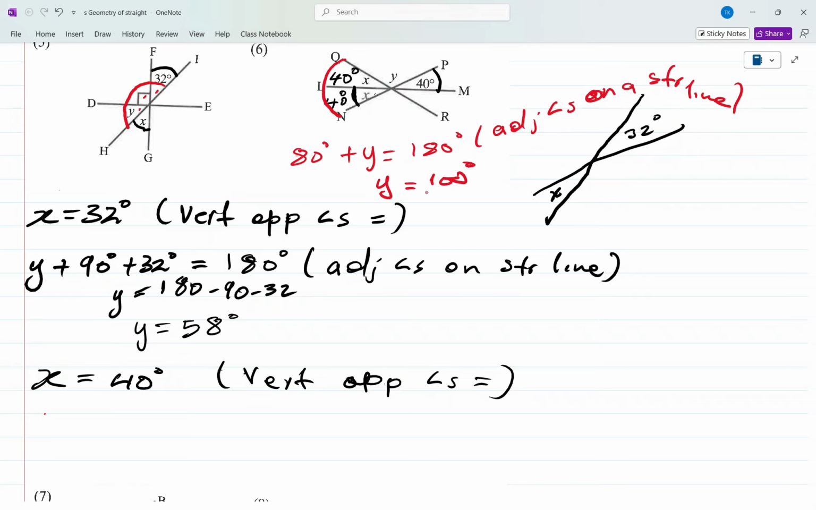We have talked about geometry of straight line. Not all of it. We've only covered angles on a straight line. We've only covered vertically opposite angles.